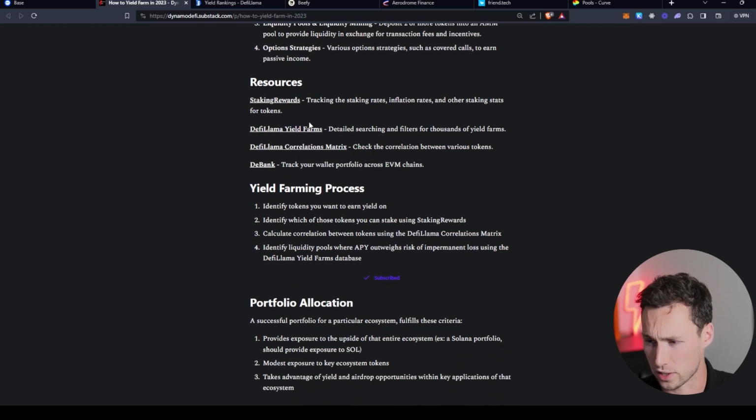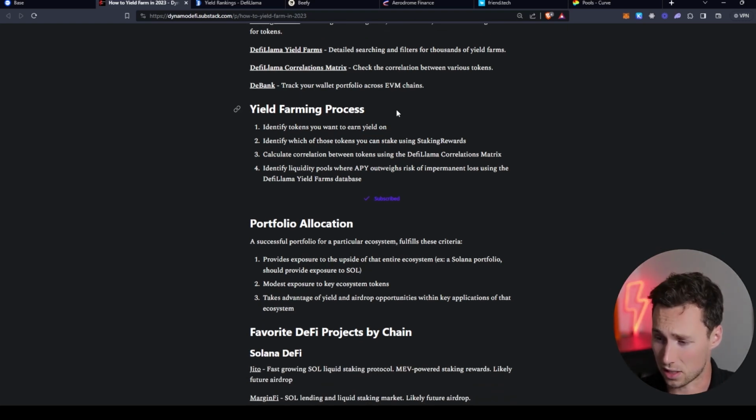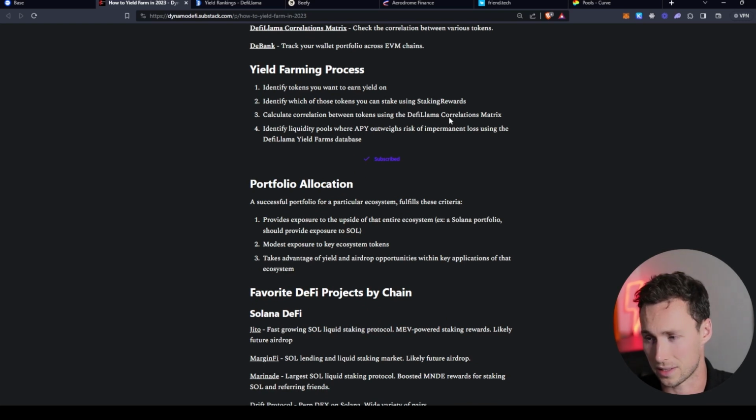I also have some resources here. We'll be going through some of these in more detail, especially the DefiLlama yield farms to filter and find yield farms. And then let's talk a bit about the process, and then we'll actually get into the good stuff, because I know some people, you want to get to the good stuff.